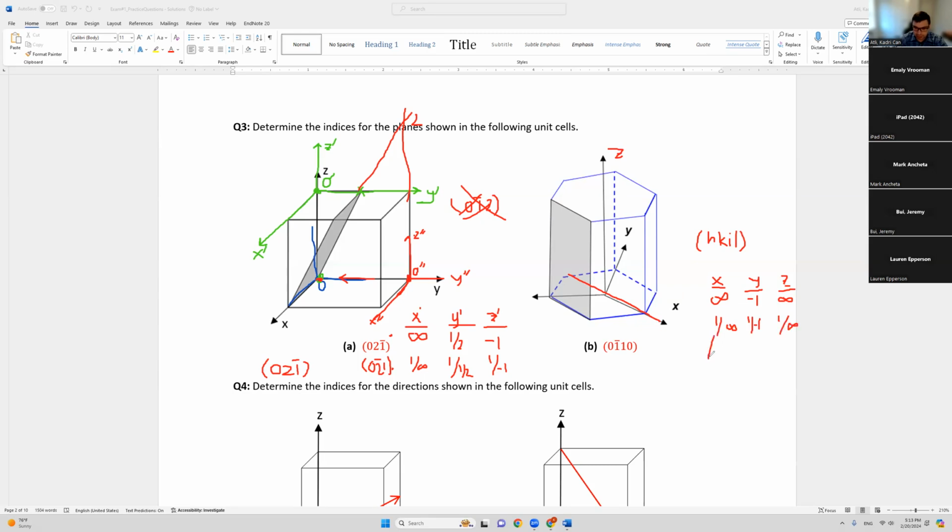So this will be H. This will be K. And this will be your L. And remember the relation between I and HK. So I will be equal to minus (H plus K). And Z will be 0, 1 over infinity. So this is how we index this HCP plane. All right, let's move on.